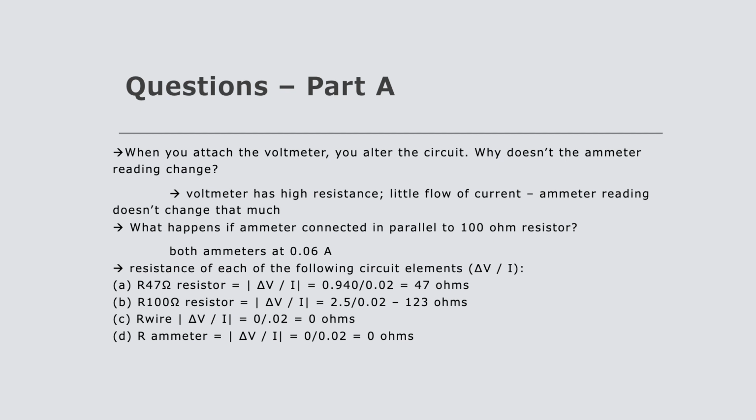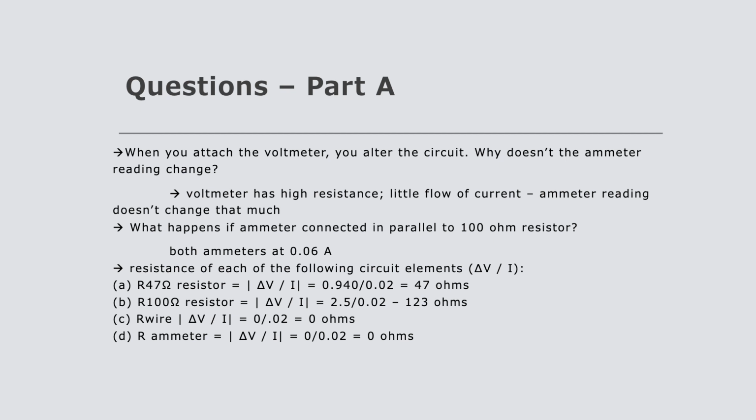When you attach the voltmeter, you alter the circuit. Why doesn't the ammeter reading change? Well, the voltmeter has a high resistance, which means little flow of current, so the ammeter reading doesn't change that much. Now, what happens if the ammeter connects in parallel to the 100 ohm resistor? Well, both ammeters would be at 0.06 amperes.